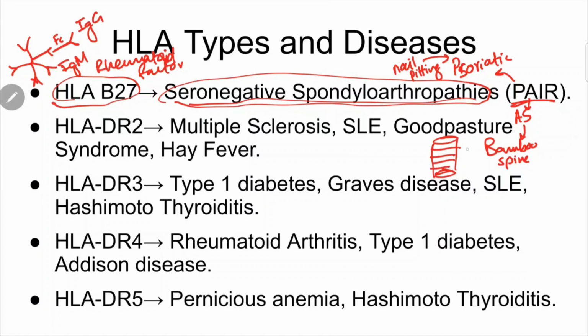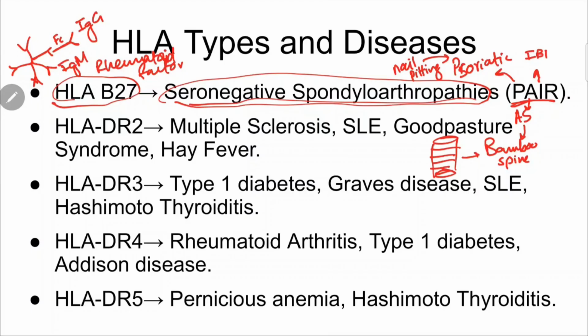So this is what the bamboo spine X-ray looks like, and it's a very high-yield buzzword, so it's important that you know it. Plus, since their spine is affected, they have problems with their breathing also, right? And then next we have IBD associated arthritis. That's going to be your I.